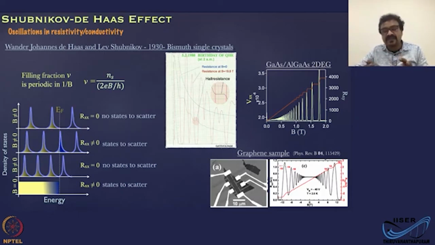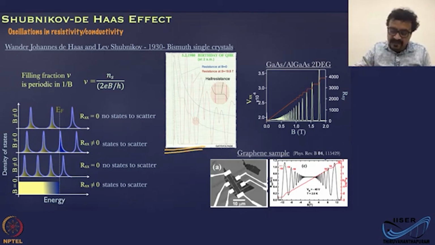Now let us briefly look at the Shubnikov-de Haas oscillation, the Shubnikov-de Haas effect. This is nothing but oscillations in the resistivity or conductivity of the material as a function of B field, discovered by de Haas and Shubnikov in 1930. They observed it in ultra-pure bismuth single crystals. And these oscillations you can see even in this landmark Nobel Prize winning experiment conducted by Klaus von Klitzing.